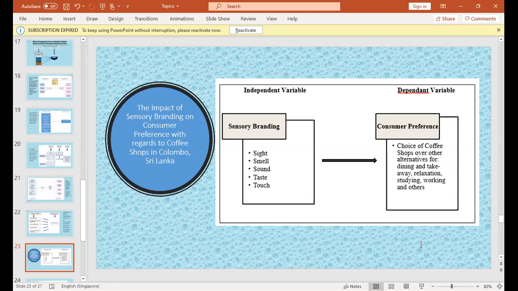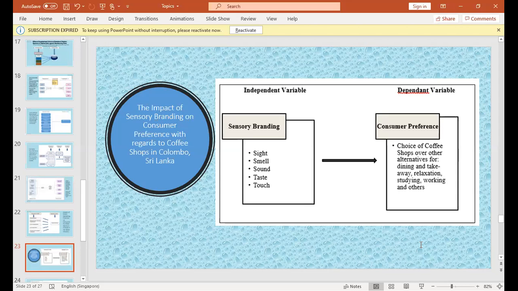This research focused on, you see, a lot of people visiting coffee shops for various reasons. Some people go for socializing, some people go to study, just for relaxation, or to have a meal. But of course, even though there are many other alternatives, people tend to choose coffee shops especially because of some reason. So we looked at whether sensory branding of the coffee shops makes people get attracted towards coffee shops and choose them among other alternatives for the purpose.